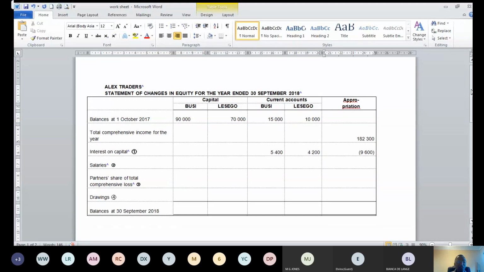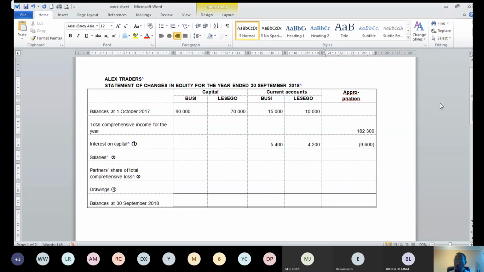The next condition of the partnership agreement states that partners are entitled to salaries of 6,000 Rand per month. That will equate to 72,000 Rand for the year. You take into account the annual salaries. So we transfer 72,000 to each partner's current account, and the available profit will decrease by 144,000 Rand. Available profit, 144,000.